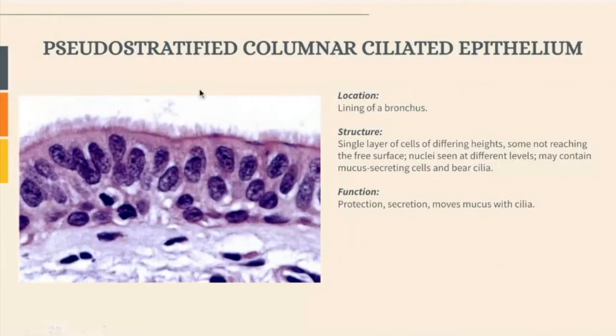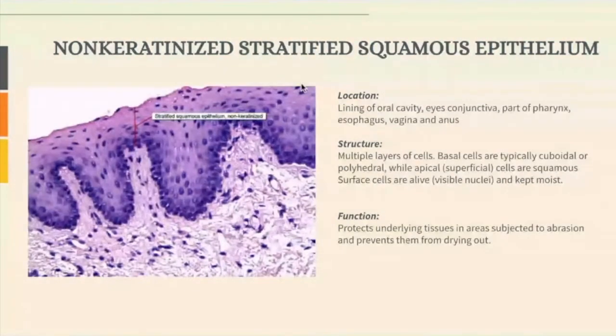The pseudostratified columnar ciliated epithelium is almost the same as this one, but this one is the lining of the bronchus. And the next one is non-keratinized stratified squamous epithelium. It is usually located at the lining of the oral cavity, eye conjunctiva, part of the pharynx, esophagus, vagina, and anus.